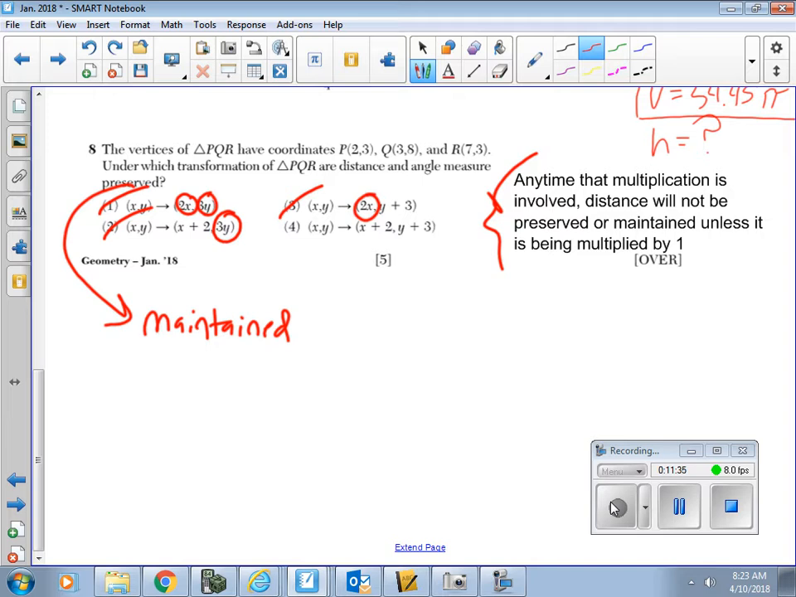On number 4, both of them are being added. That's just like a translation. Remember, in the translation, the sides and shape are preserved, and you have a figure that's congruent. So number 4 will be our answer.